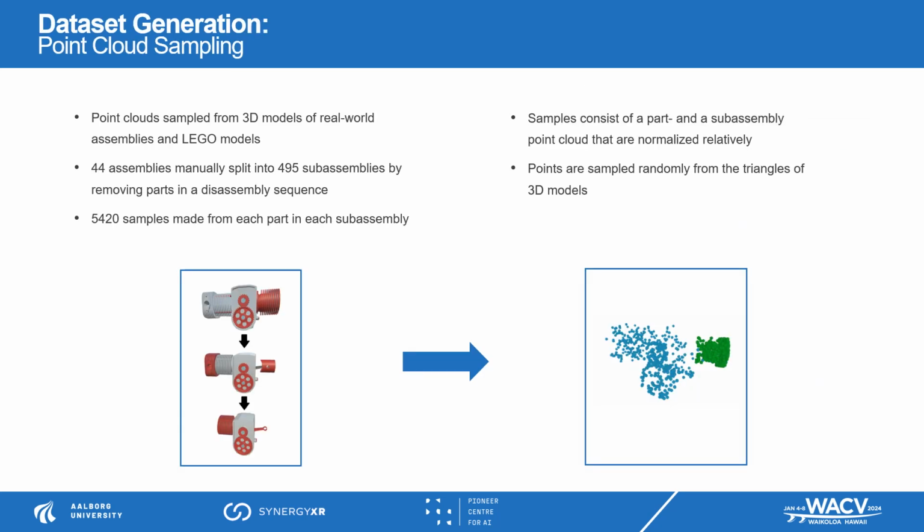The dataset was created by sampling point clouds from 3D models of real-world industrial assemblies and Lego models. The dataset is made from 44 assemblies divided into 495 sub-assemblies by manually disassembling the parts. By using each part from each sub-assembly, we end with a total of 5,420 samples. Each sample consists of two point clouds, the part and its sub-assembly. The points are sampled by randomly selecting triangles from the mesh of parts, and the final part and subassembly point clouds are normalized relative to each other to preserve the spatial information of where the part is positioned in the subassembly.